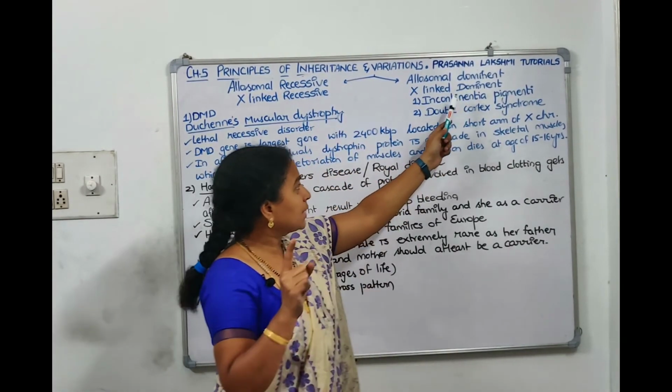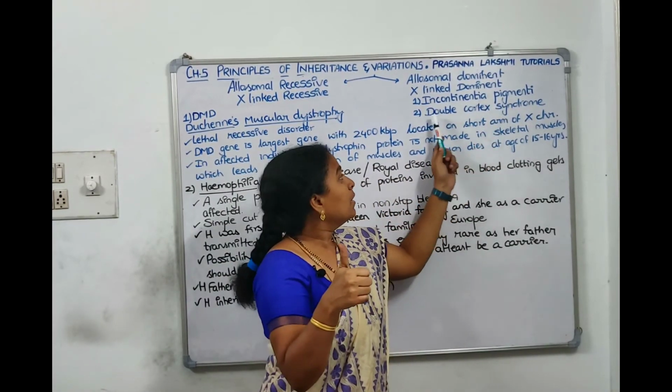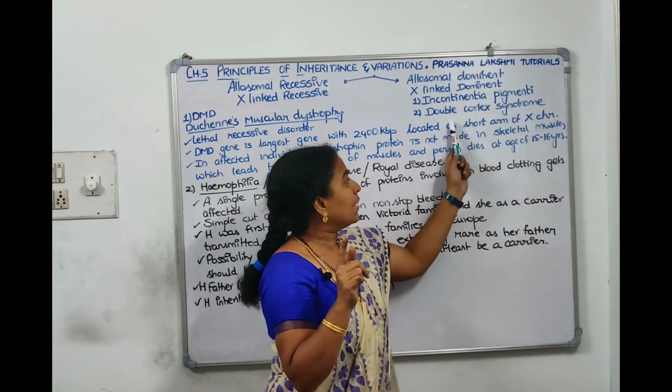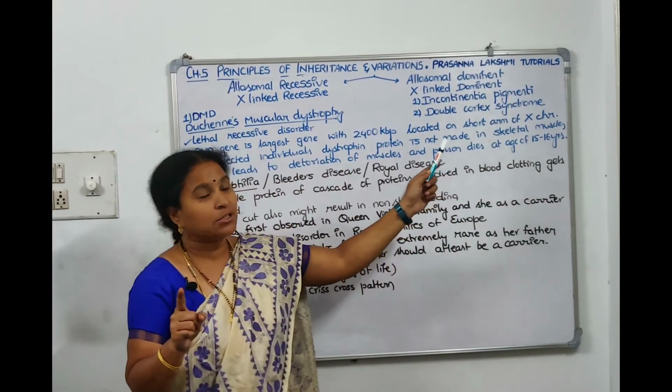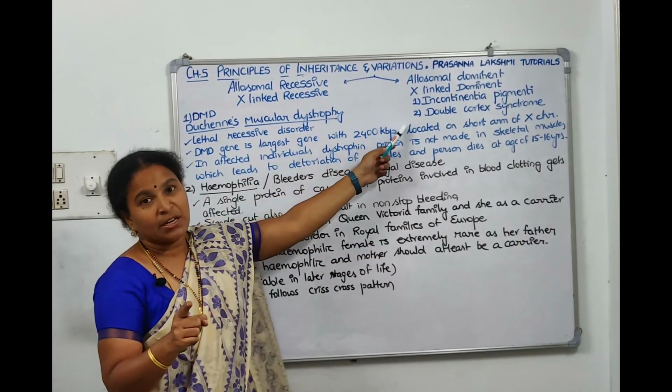X-linked dominant disorders: examples are incontinentia pigmenti and double cortex syndrome. Incontinentia pigmenti and double cortex syndrome are examples of X-linked dominant disorders. These are not mentioned in NCERT.